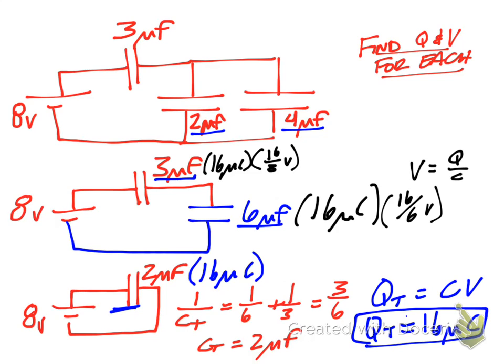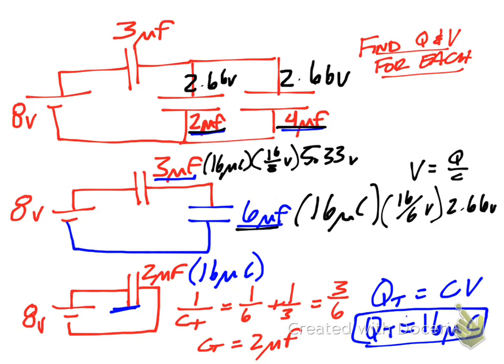I'll go ahead and give you numbers on that. 2.66 volts and 5.33 volts. When you add them together, you still get 8. So, because this 6 microfarad capacitor is just a combination of two things in parallel, and we know that in parallel the voltage is the same, each one of these has 2.66 volts across it.